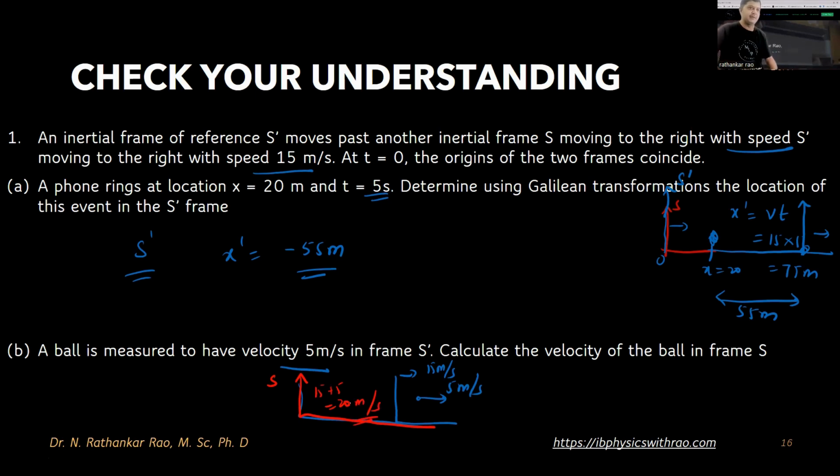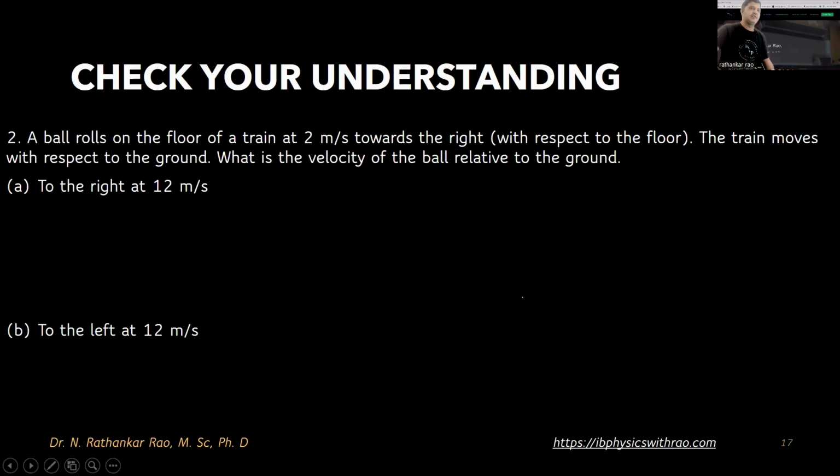Thus the answer is 20 meters per second. I hope you understood how to use Galilean transformations here. Now let us move on to the next one.